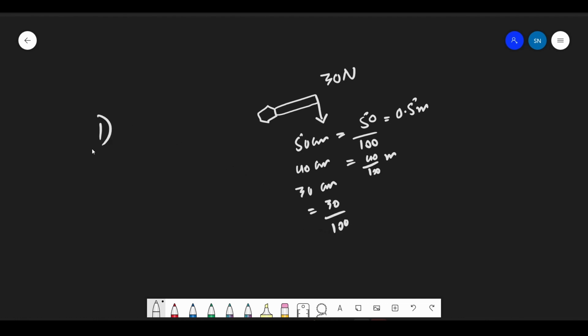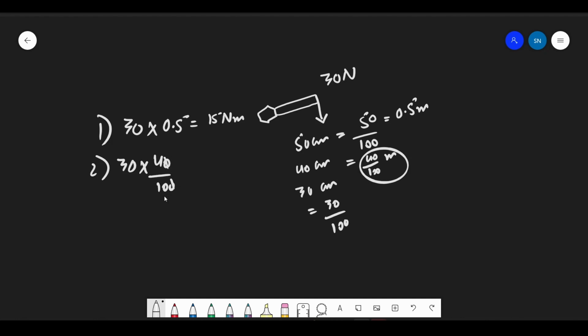Now, case number 1, you will multiply force into the force arm, the perpendicular distance 0.5. 30 into 0.5 is 15 Newton meter. In the second case, the force is still 30, but now the distance is 40 upon 100. This 0 goes, this 0 and this 0 goes. 4 threes are 12 Newton meter. In case number 3, the force is still 30 and the distance is 30 upon 100. 3 into 3 is 9 Newton meter. Which distance should you use, Fatima?